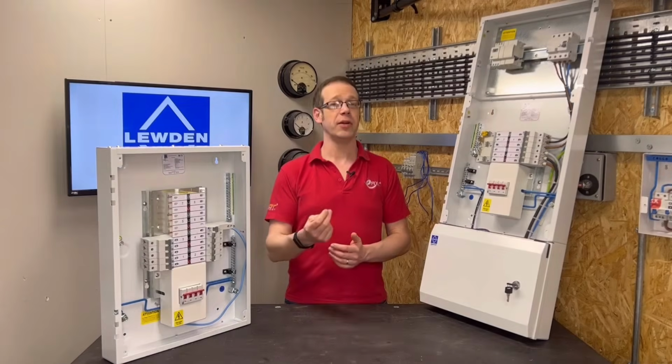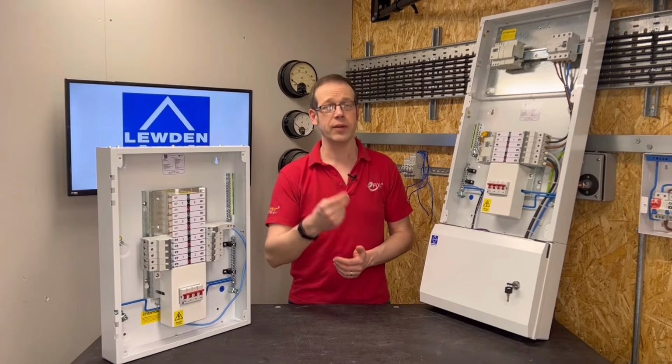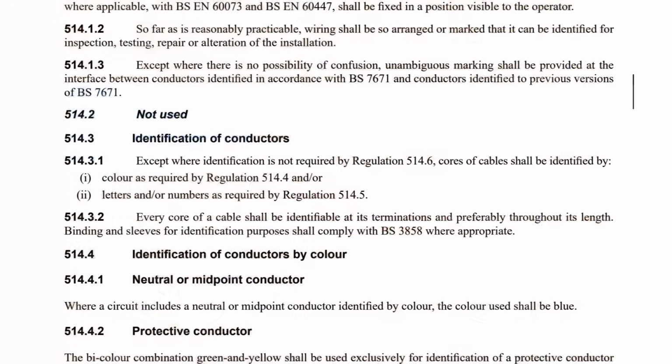The direction that outlines why we use the colours we do is found in part in regulation 514.3.1, which reads, "Except where identification is not required by regulation 514.6, cores of cables shall be identified by 1. Colour as required by regulation 514.4 and/or 2. Letters and/or numbers as required by regulation 514.5."